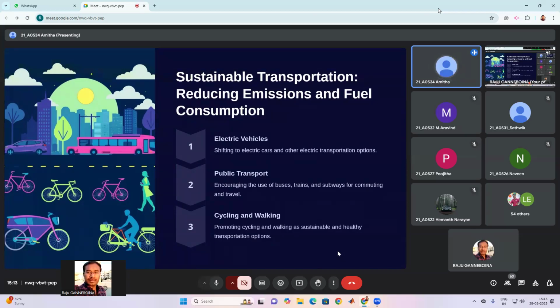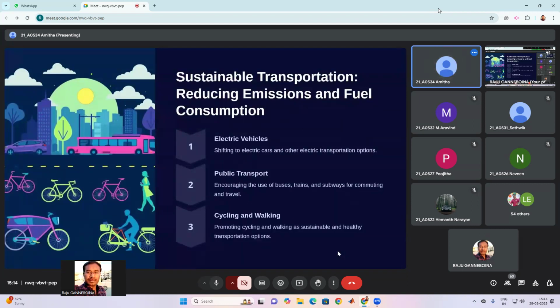Public transport. Encouraging the use of buses, trains, and subways can reduce the number of individual cars on the road, leading to lower fuel consumption and fewer emissions. Well-developed public transport systems can even provide an energy efficient and also cost-effective way to commute.